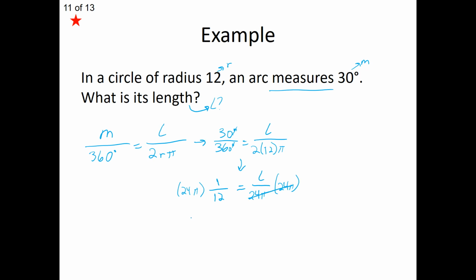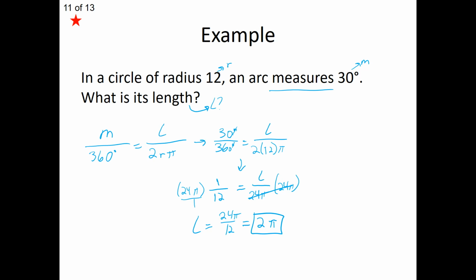I'm going to flip my equation around to have L isolated on the left-hand side. What I get is 24 pi, which is really just over 1, times 1/12 turns into 24 pi over 12. However, that can simplify. 24 divided by 12 is 2, and I stick that pi on the very end of it, and there we have it. There is the missing length of our arc in terms of pi. If I were to plug that into my calculator, I'm going to get something 6 point something in length.